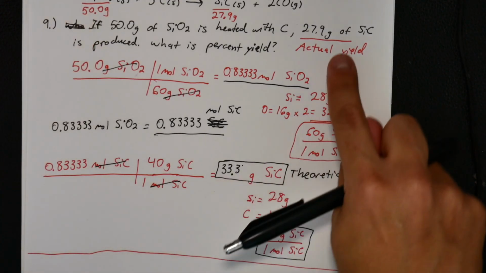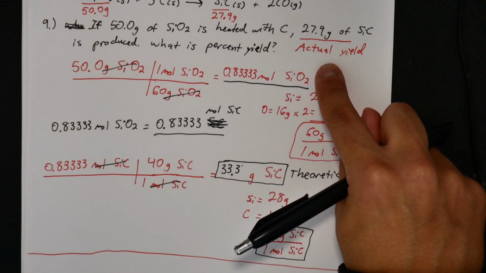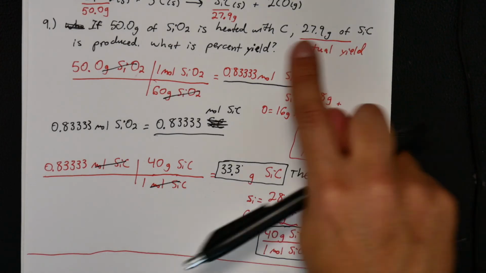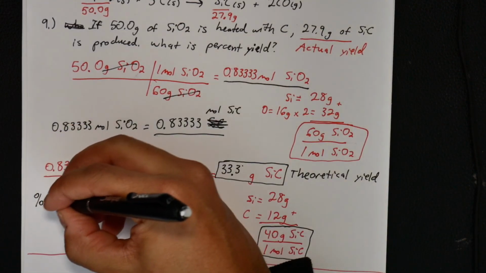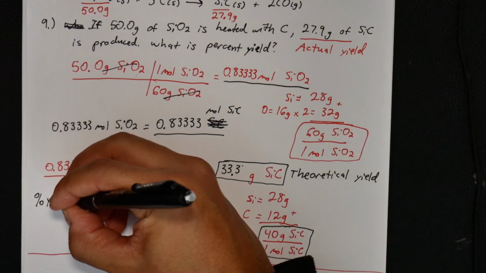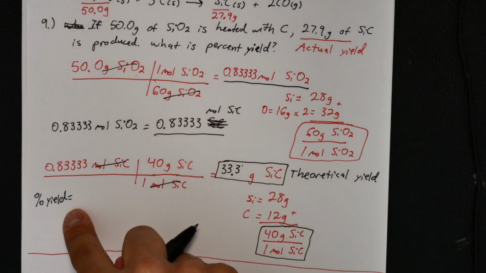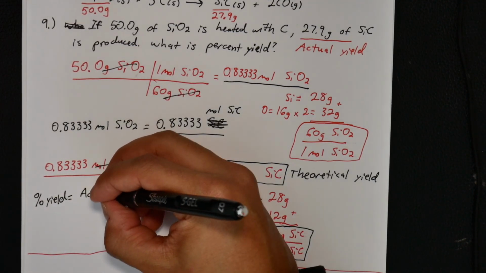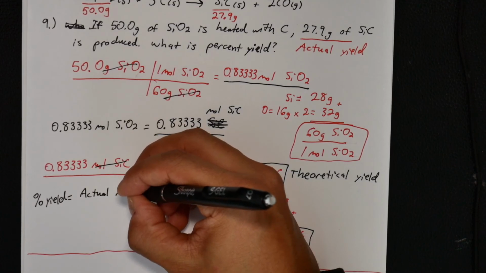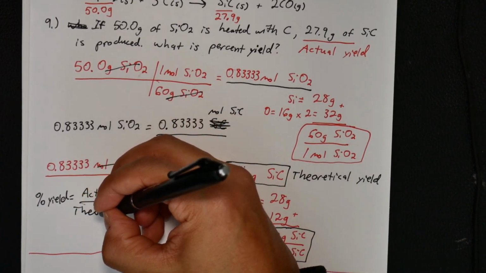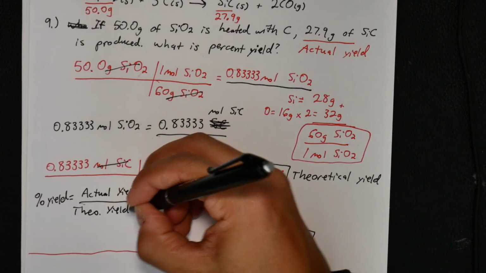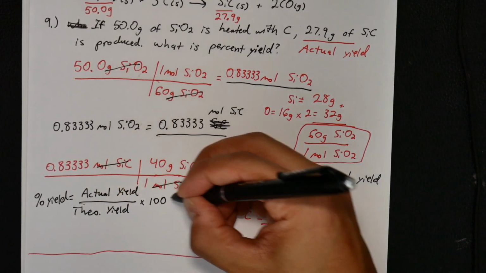However, someone actually did this, and they only made 27.9 grams. So the question then, of course, is, what is the percent yield? Percent yield is kind of like percent error. To determine your percent yield, you're going to take your actual yield, divide that by your theoretical yield, and then times it by 100 to get it as a percentage.